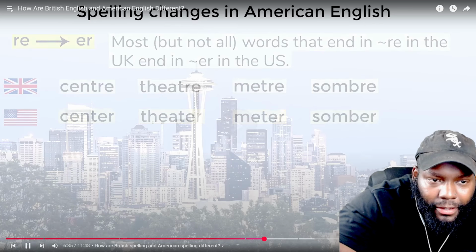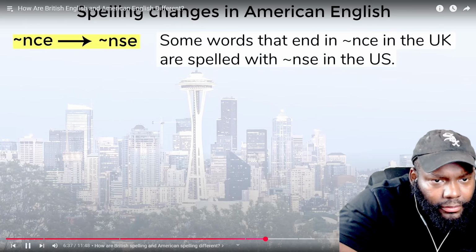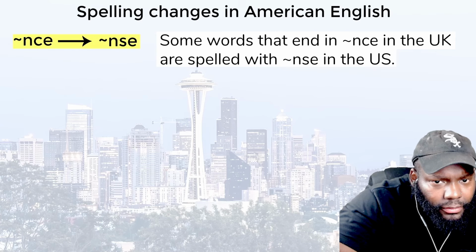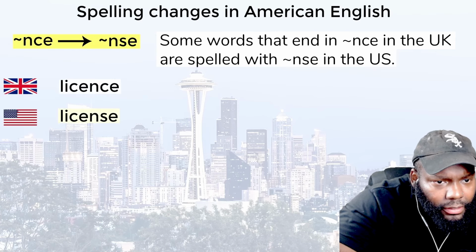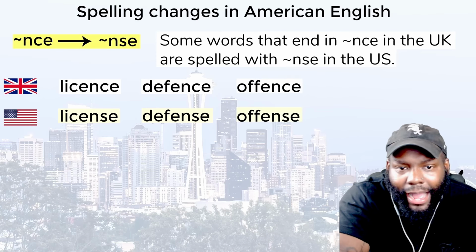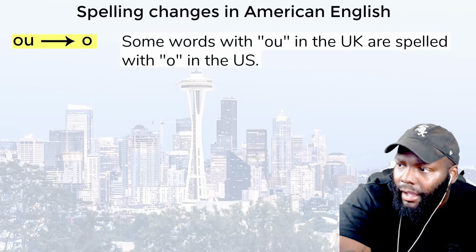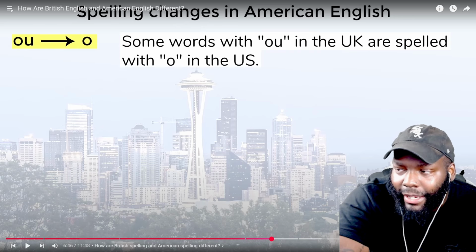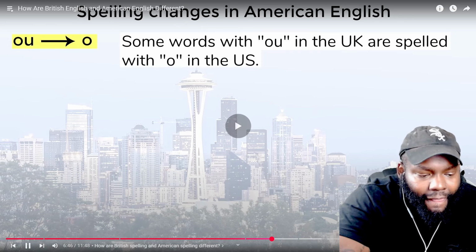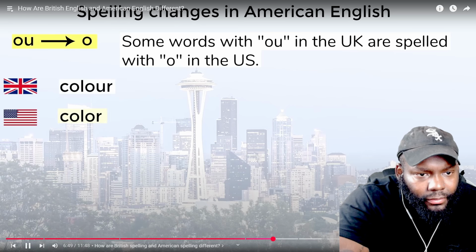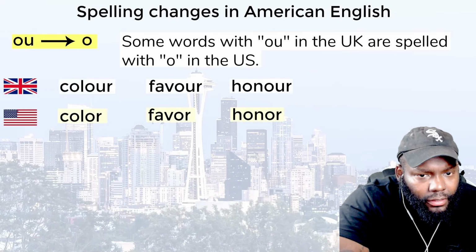Okay. Some words that end in NCE in the UK are spelled with NSE in the US. License, defense, offense. Some words with OU in the UK are spelled with O in the US. Color, favor, honor, labor.